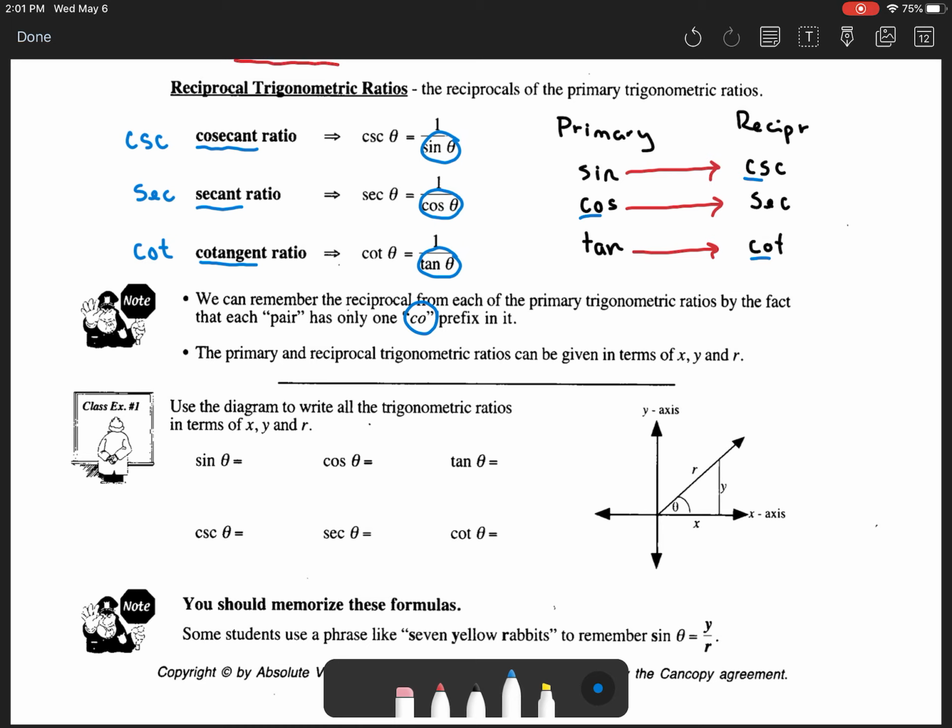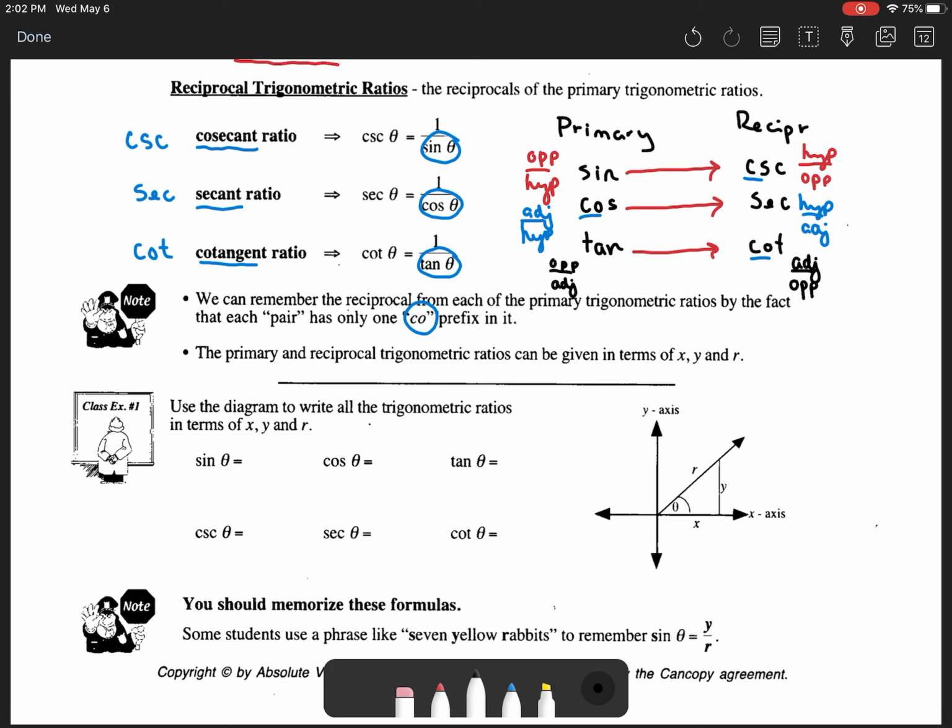Now, what are those ratios? Sine is opposite over hypotenuse, so cosecant is the hypotenuse over the opposite. Cosine is the adjacent over the hypotenuse, so secant is the hypotenuse over the adjacent side. And tangent is opposite over adjacent, so cotangent ends up being the adjacent side over the opposite.